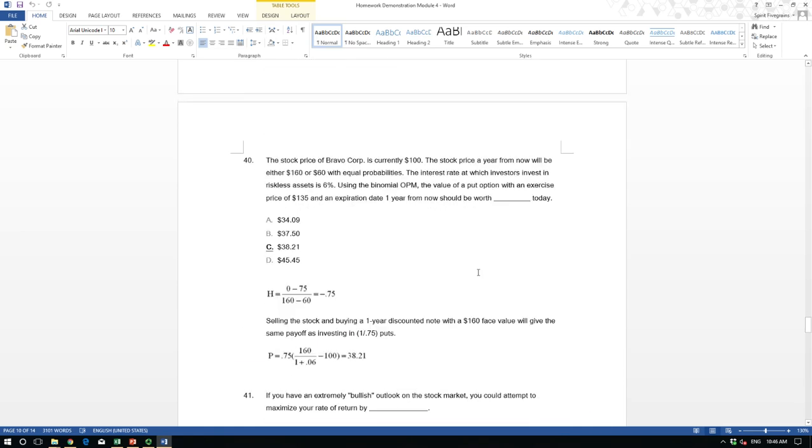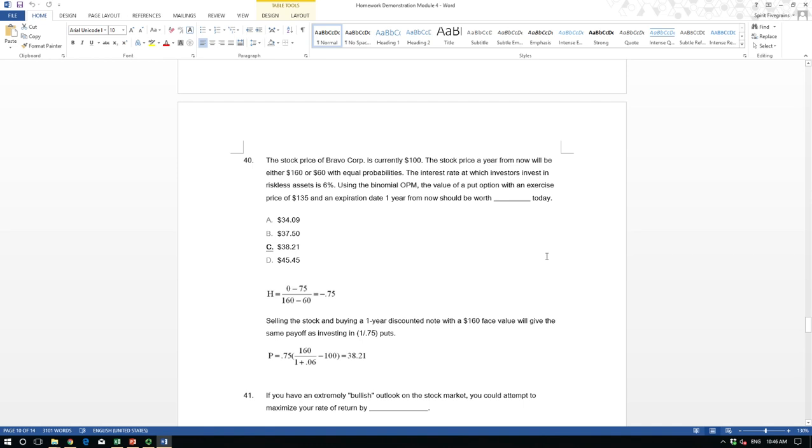Number 40. The stock price of a company is $100. In the future, it might either be 160 or 60 with equal probability. The interest rate is 6%, and we use the binomial option pricing model. The value of a put option with an exercise price of $135 and an expiration date 1 year from now should be equal to what?